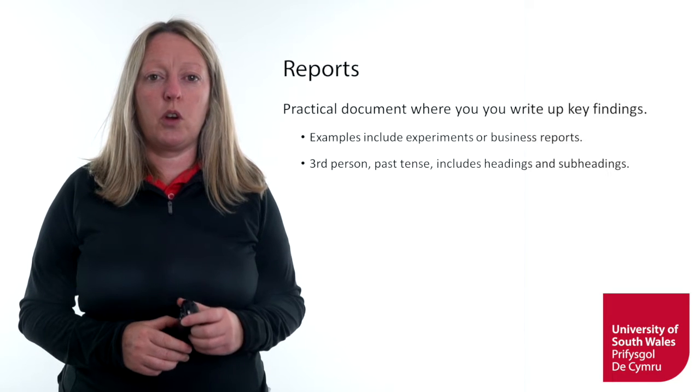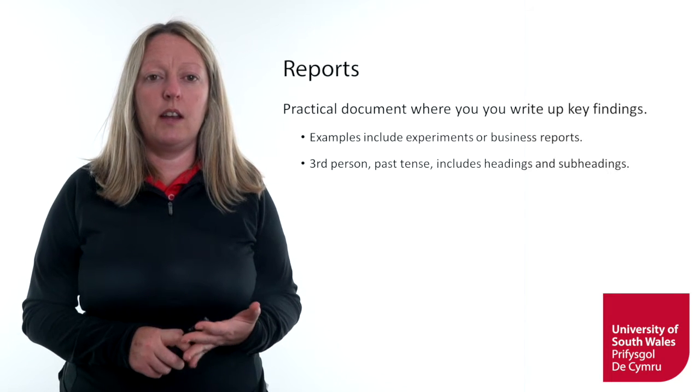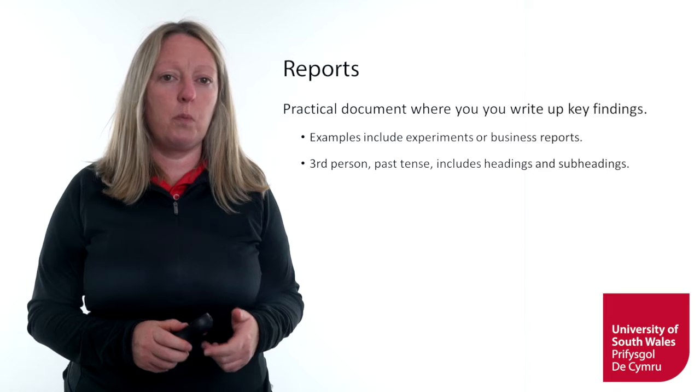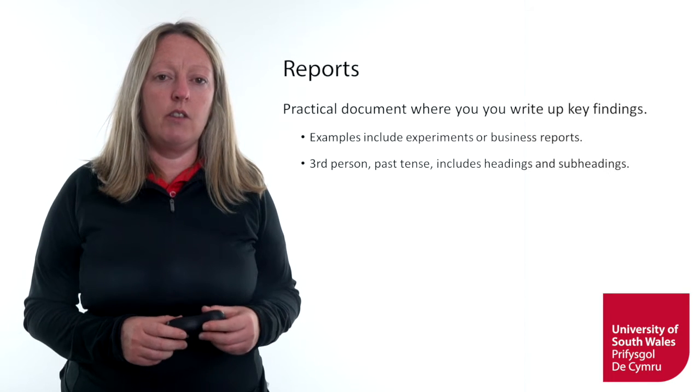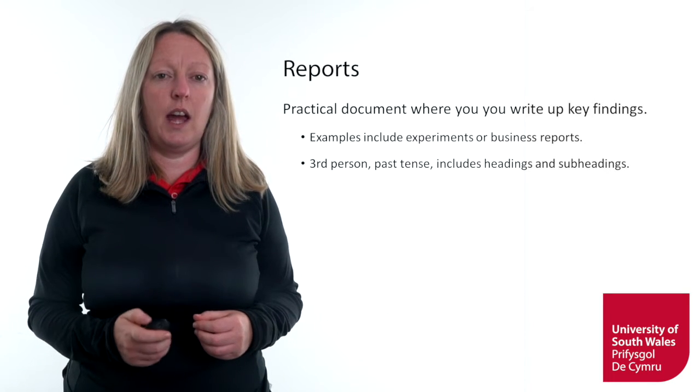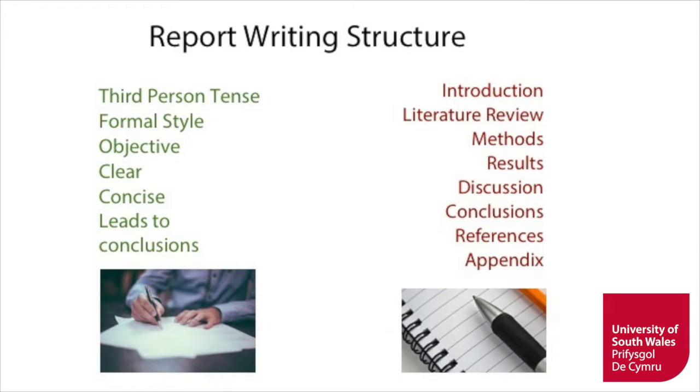It's a practical document where you write up key findings. Examples include experiments or business reports. They are generally written in the third person, past tense and include headings and subheadings. Report writing structure: basically, you're going to use a third person formal style. It's going to have objectives, it's going to be clear and concise and lead to conclusions. You may even section it into introduction, literature review, methods, results, discussion, conclusion, references and appendix.